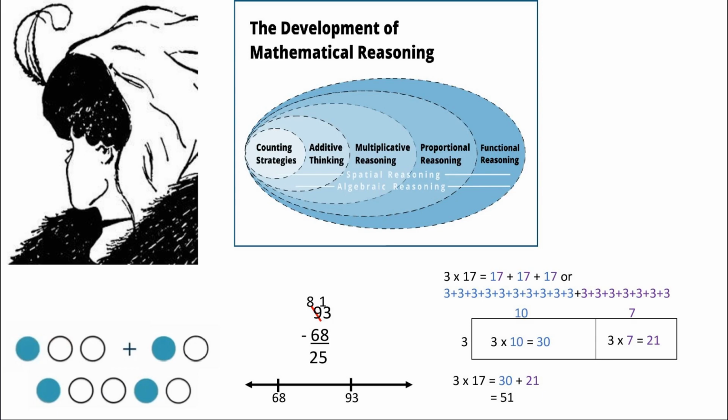And we need them to move on to multiplicative thinking, in that we don't want them to skip count 3 plus 3 plus 3 plus 3 or try and do double 17 and one more. We actually want them to say, oh, 3 times 10, 3 times 7, I can then add those two together. So that's where I'm now trying to move into that proportional reasoning type thinking.